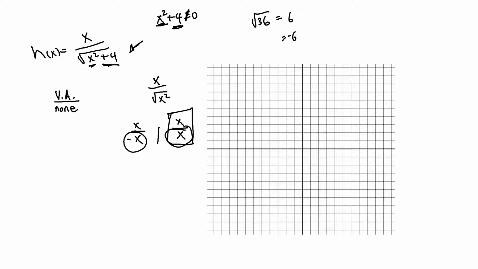So if we consider the positive version, x over x is 1. And if we consider the negative version, x over negative x is negative 1. So we have really two horizontal asymptotes here, one at positive 1 and the other one at negative 1. So before we forget, let's just sketch that in here. We're going to have a horizontal asymptote through positive 1, and another horizontal asymptote through negative 1.